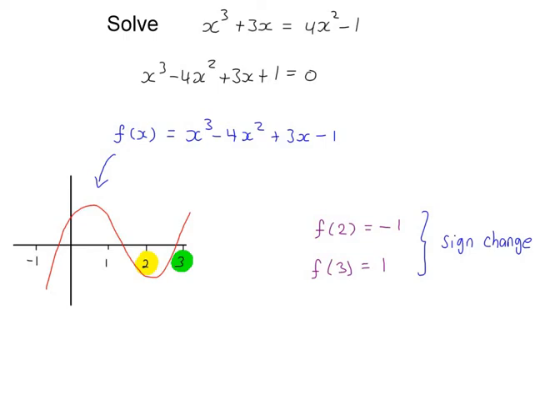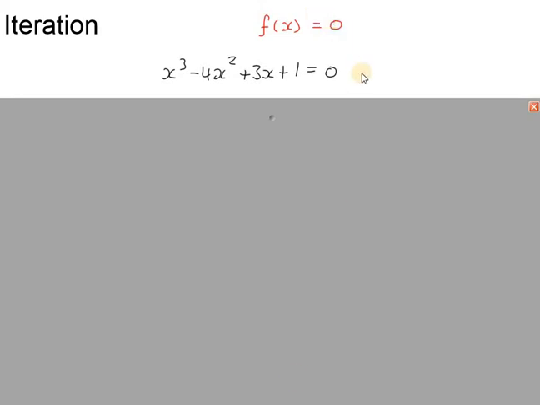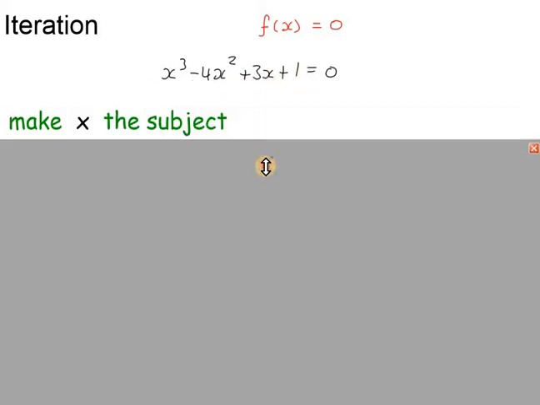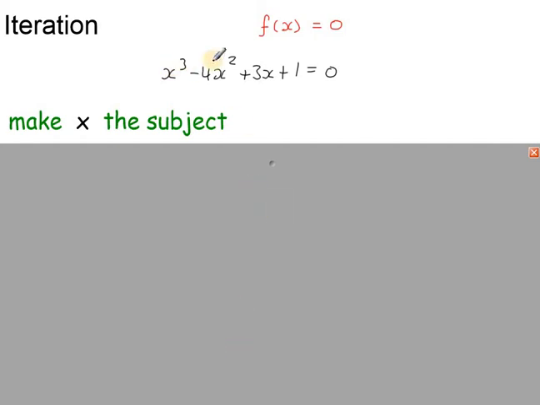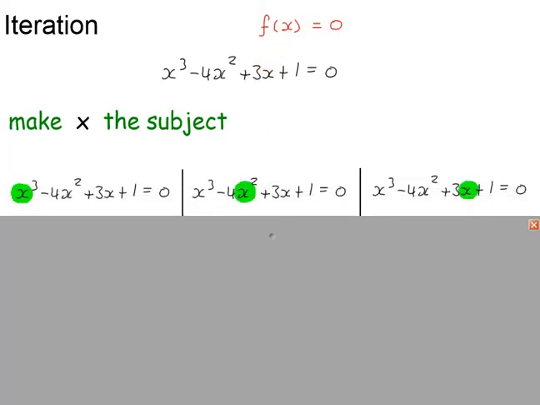And to work out the value of x here, so the actual roots here, here and here, we use a process called iteration. So f of x equals 0, so here's my function equal to 0. I've taken all the terms to one side, which was our first step. We make x the subject, and that sounds a bit odd because there's x here, here and here. So which one do we make the subject? Well, we can do all of them.